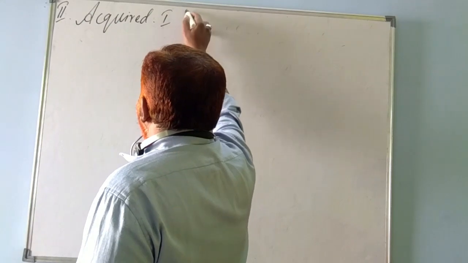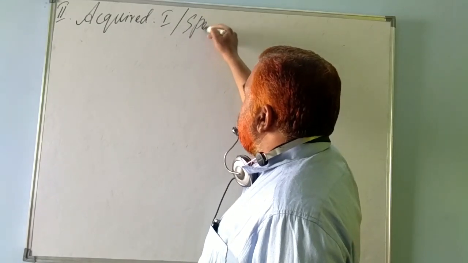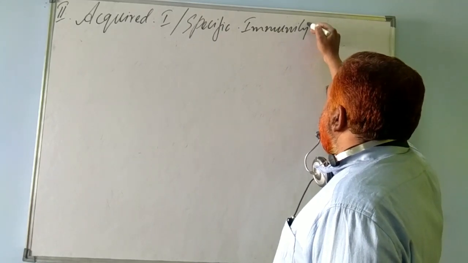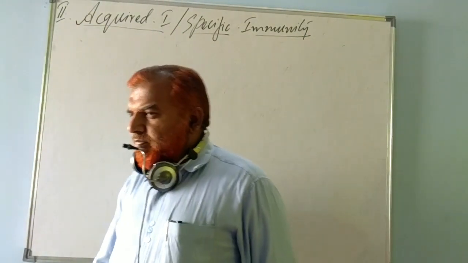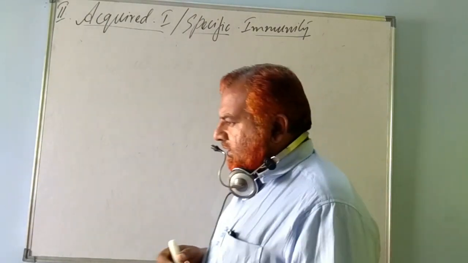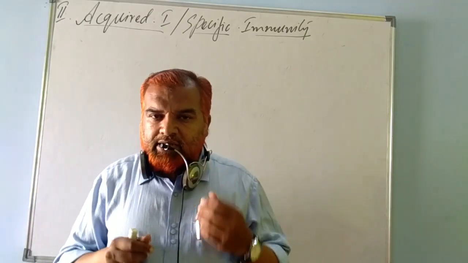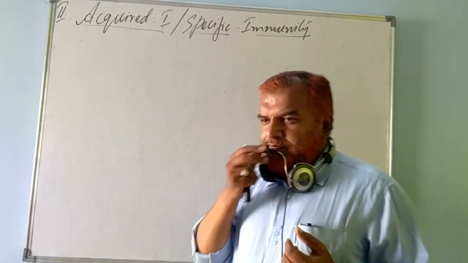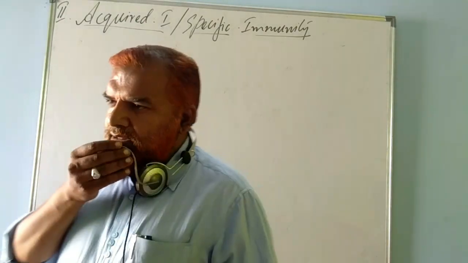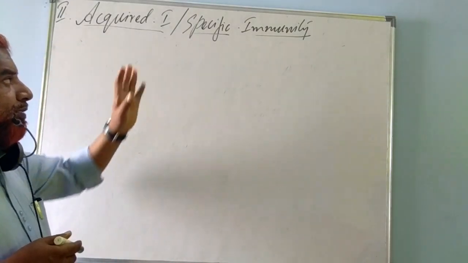Acquired immunity is also known as specific immunity. Now let's try to understand the terminology here. Acquired, as the word itself says, means this immunity is acquired by an individual after birth. The previous type of immunity was obtained from parents, but this type of immunity is what is known as acquired immunity or specific immunity.